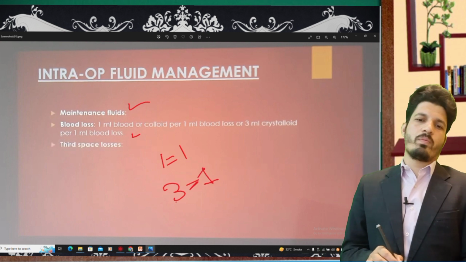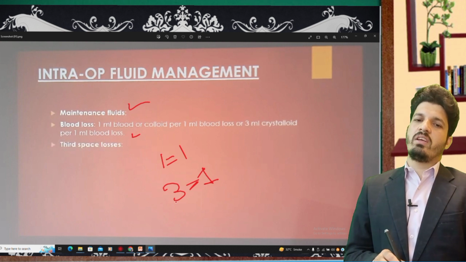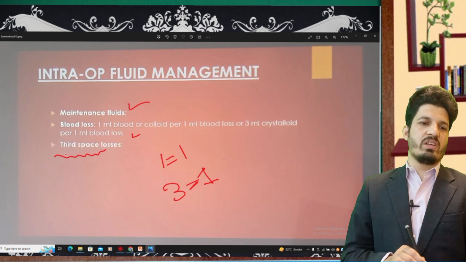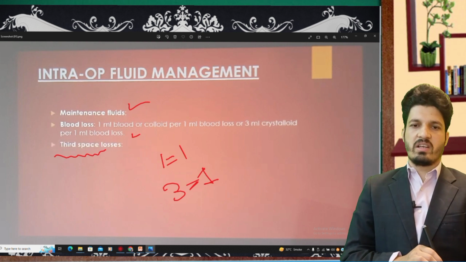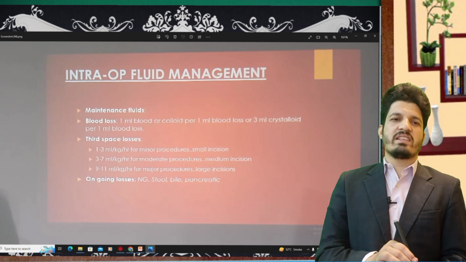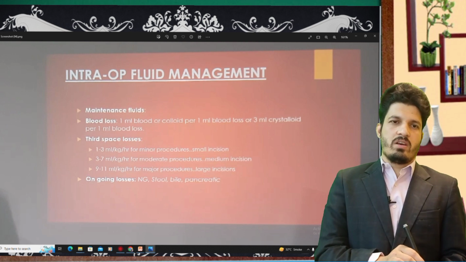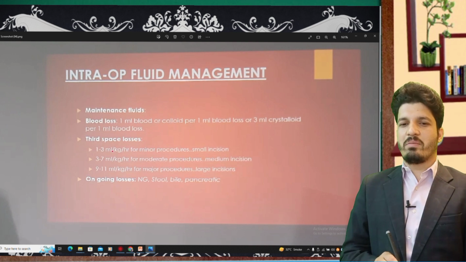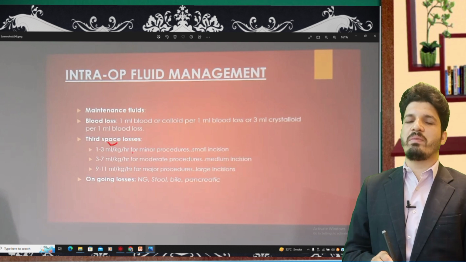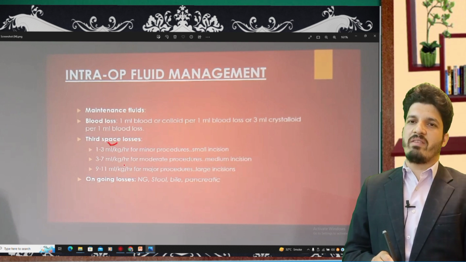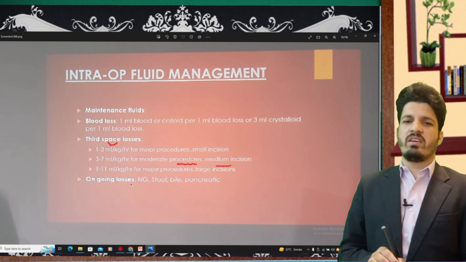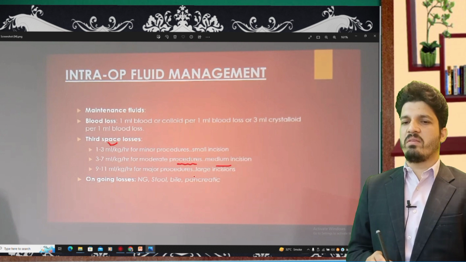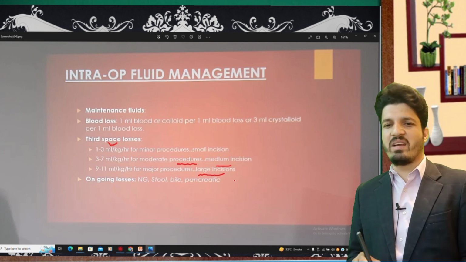You will also calculate the third space losses, and you will replace these losses accordingly. In case of third space losses, we have simplified things: if the incision is small, the patient will lose 1 to 3 ml per kg per hour, and 3 to 7 ml per kg per hour for moderate procedures like a medium incision, and 9 to 11 ml per kg per hour for major procedures, in which you have given larger incisions like exploratory laparotomy.